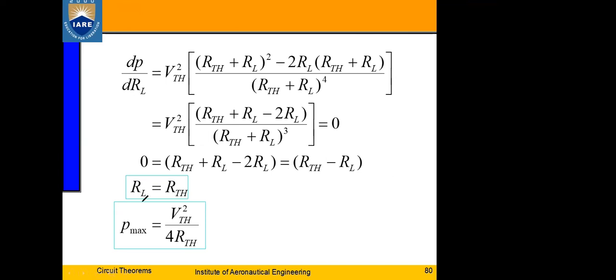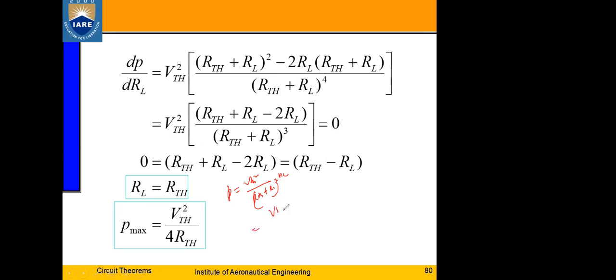Yes. Substituting that in the previous equation, where P is equal to, what is the equation we were writing? We wrote first VTH by RTH plus VTH RL square, whole by (RTH plus RL) whole square into RL. So what is the equation we can get?